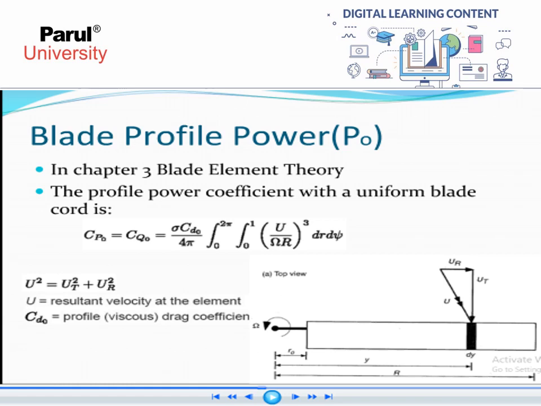Now we can see the figure, the top view of the blades. R naught is the distance between the shaft and the blades, and y is the distance from the hinge to the element. We are considering a dy element strip, and R is the radius of the blade including the shaft, and omega is the rotation of the blade. U is the resultant velocity, Ut is the tangential velocity, and Ur is the radial velocity, right? Now we can go to the next slide.